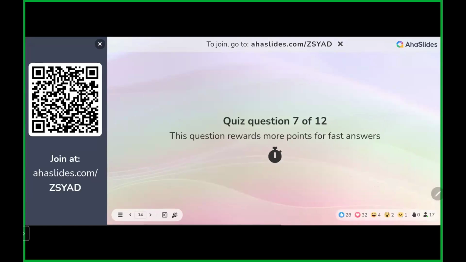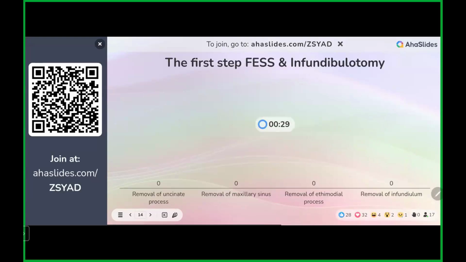Here is your 7th question, guys. The first step is an infundibulotomy. So that involves which of these following options? It's a mixture of 2 questions, 2 surgeries. And imagine, do you know any surgery other than these 2 who have the first same step?